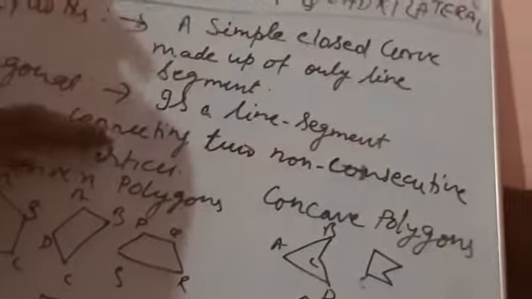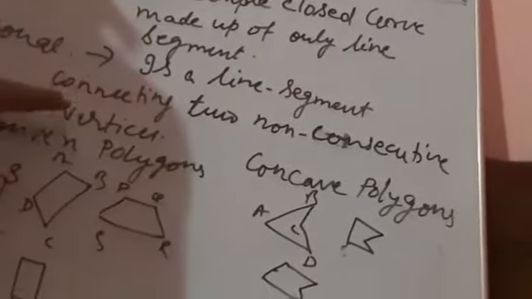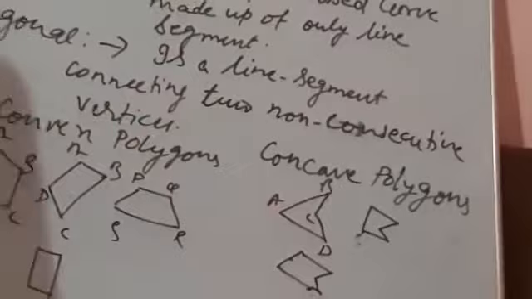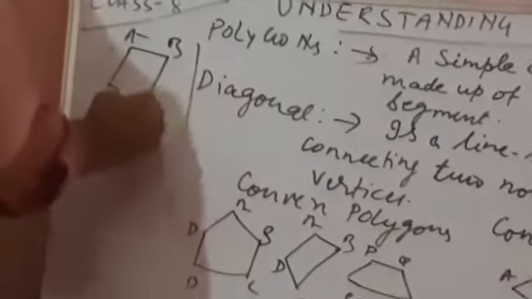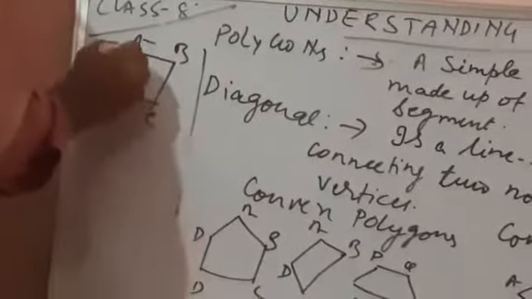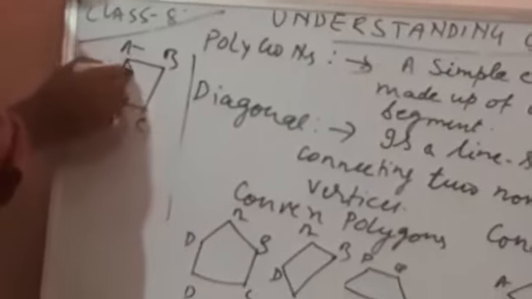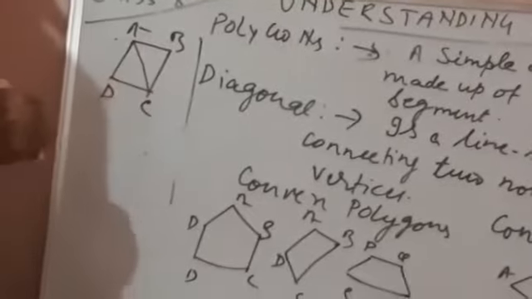So what is a diagonal? It is a line segment connecting two non-consecutive vertices. I am giving you an example. Suppose this is the quadrilateral ABCD. These are non-consecutive vertices, and when we join them, AC is a diagonal and BD is a diagonal. So you need to understand this: AC and BD are the diagonals.